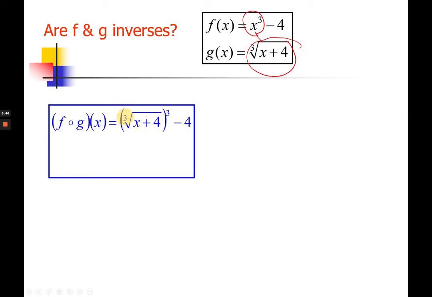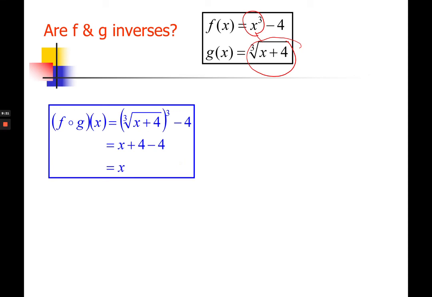Since cube root is opposite of cube, then they cancel out. What you have left is actually x plus 4. The cube root includes this whole radical symbol. Again, the opposite of cube root is cube. The opposite of square root is square. The opposite of fourth root is power of 4. They cancel each other. So you have x plus 4 minus 4. And so 4 minus 4 is 0. And so your result is x.